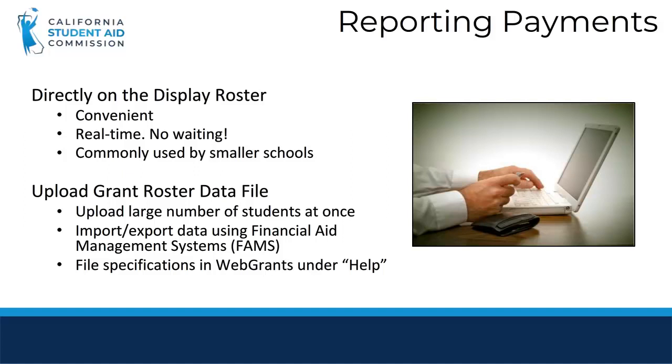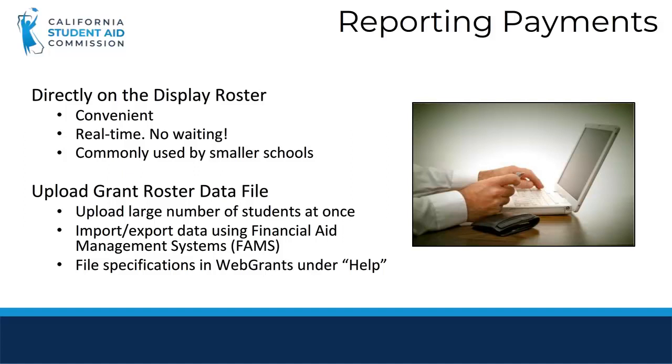There are two ways to report Cal Grant payments. Payments can be reported manually and directly to the Cal Grant roster in Web Grants. This may be the standard process for a small school or for schools that usually upload but need to make an adjustment to a record. Most often, manually reported payments immediately reconcile as long as your campus still has remaining Cal Grant funds.